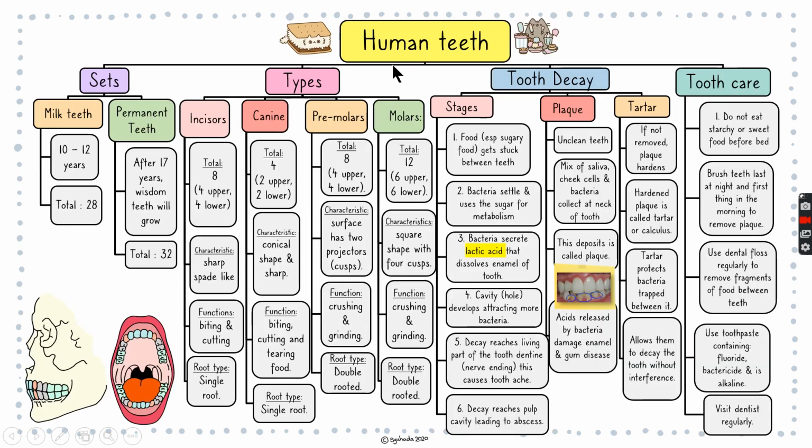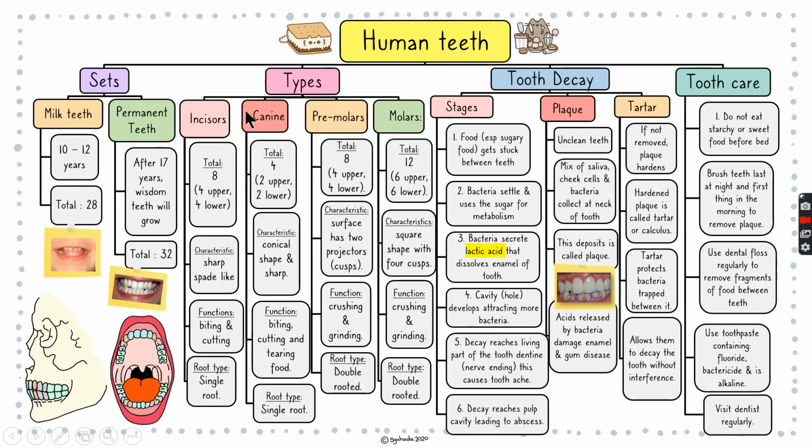The human teeth are involved in mechanical digestion, which is the first part of the digestive system. You have two sets of teeth in your lifetime, which is the milk teeth. This lasts for about 10 to 12 years, and you have about 28 of them. And you also have permanent teeth. So after about 12 years old, the permanent teeth will then push out the milk teeth. And after 17 years of age, the wisdom teeth will grow, giving you a total of 32.